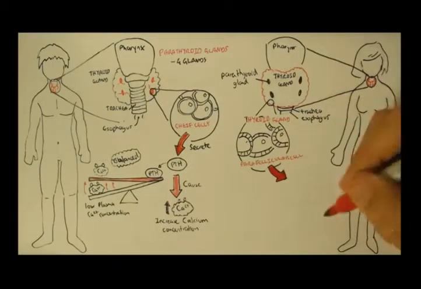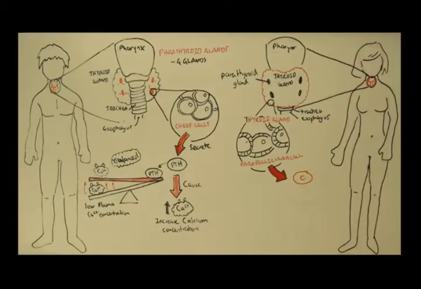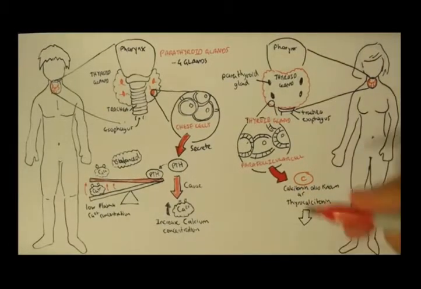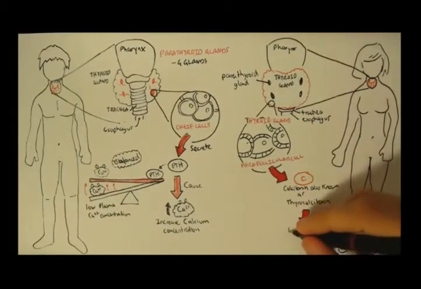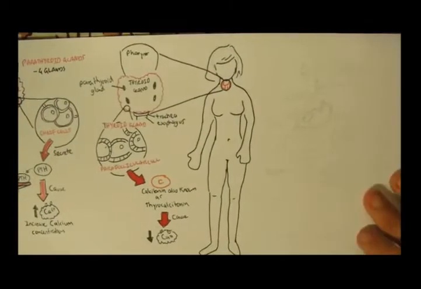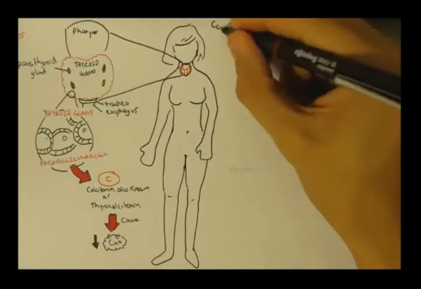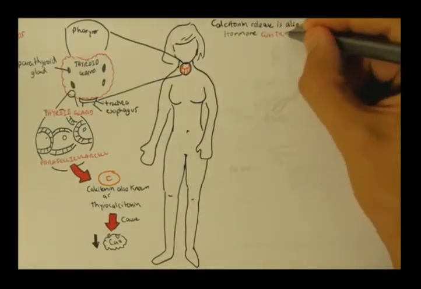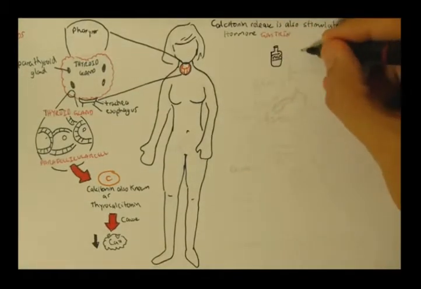Calcitonin is also referred to sometimes, or can be referred to as thyrocalcitonin, but let's just keep it simple and call it calcitonin. Now the body senses high calcium concentrations in the plasma, and so the thyroid gland secretes calcitonin, which help lower concentrations of calcium in the body. Calcitonin release is also stimulated by other hormones, such as gastrin, which comes from the duodenum. Now let's see how it works.